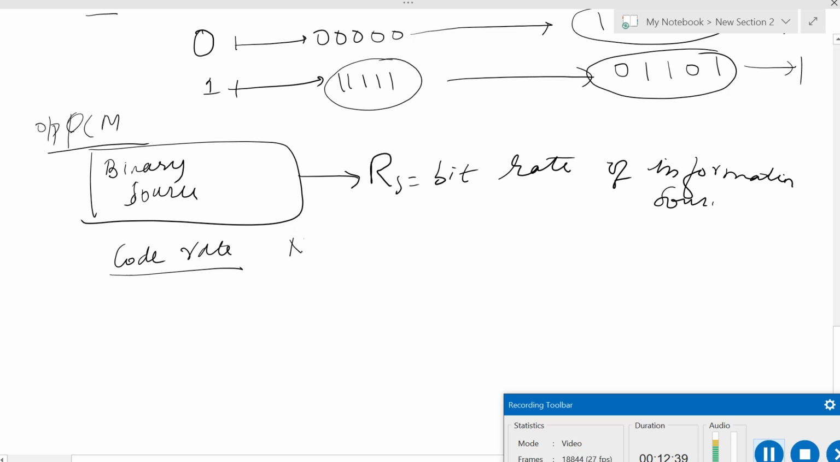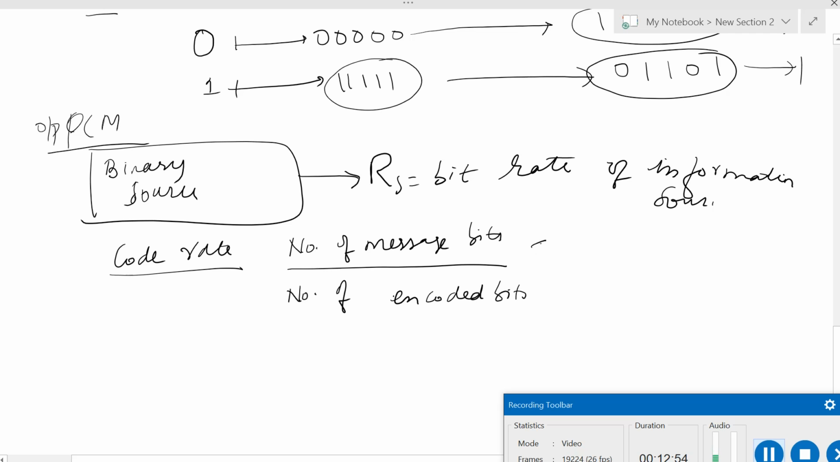Code rate is the number of message bits divided by the number of encoded bits, which is here k by n. Suppose in the first example k was 1, you were choosing one message bit, n was 3, so this k by n, the code rate, is 1 by 3.